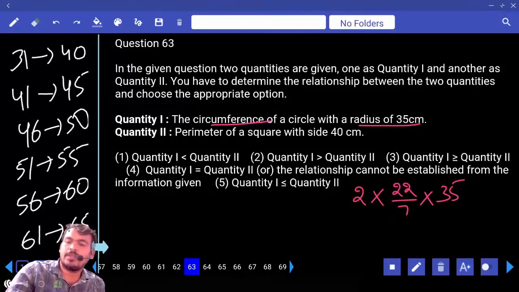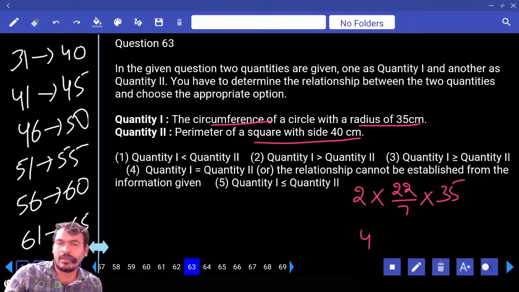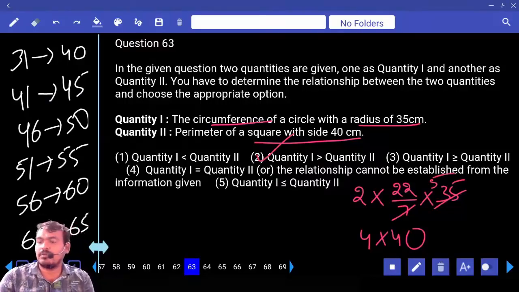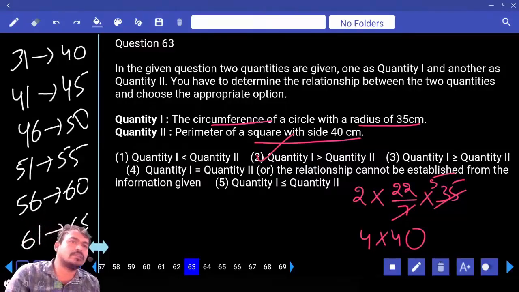Next, second one, perimeter of a square with side how much? 40. What is the perimeter of a square? 4a, nothing but 4 into 40. Obviously Q1 is greater than Q2, because 7 how many times 35? 5 times. Do we get more than 160 or less than 160? More than 160. Means Q1 is greater than Q2.